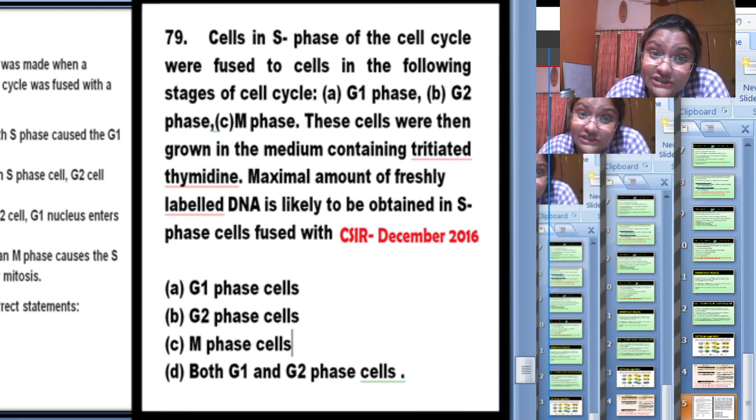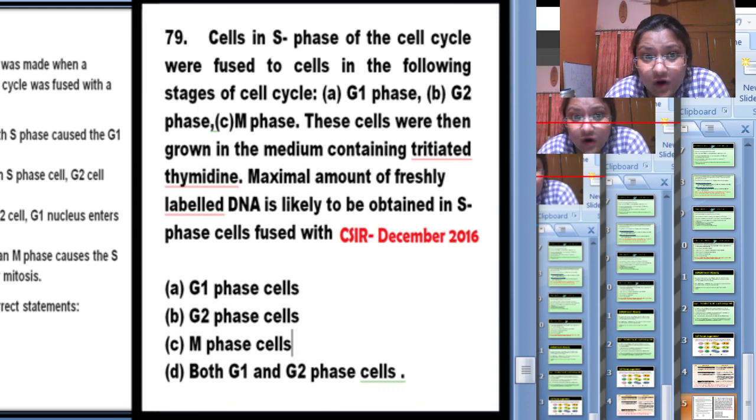But when it comes to G2 phase, if an S phase cell is fused with G2 phase, will the G2 phase nuclei re-replicate? No. That means labeled DNA will not be incorporated, even if we fuse S phase and G2 phase cells. Now the mitotic phase. If we fuse S phase cells with M phase cells, then S phase cells will make an early entry into the mitotic phase. But it does not mean they will get radio labeled DNA, right?